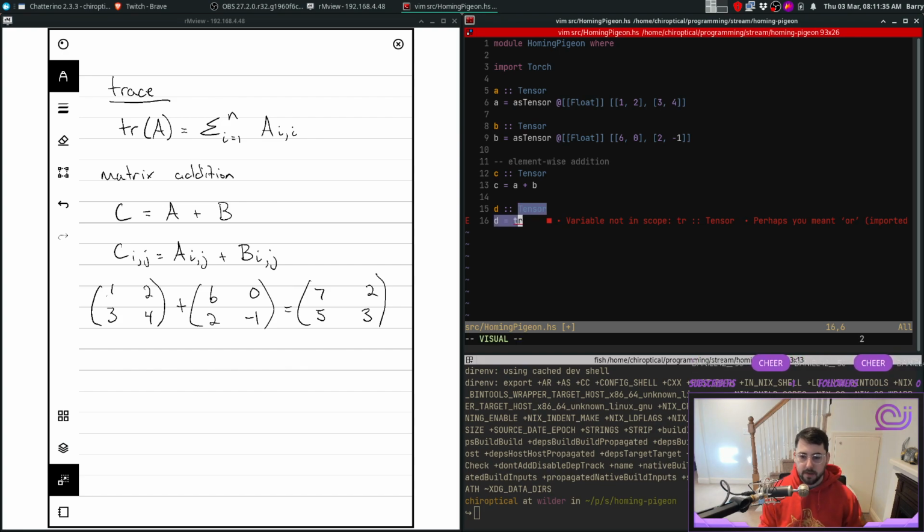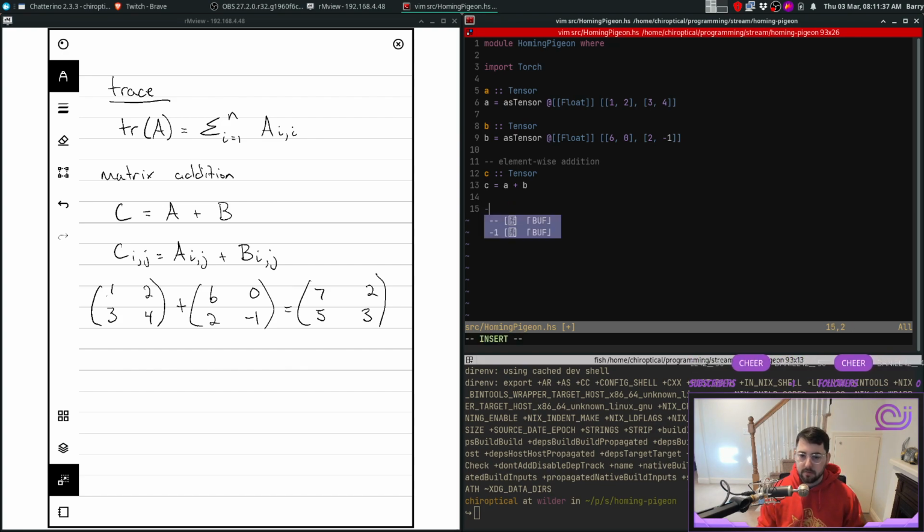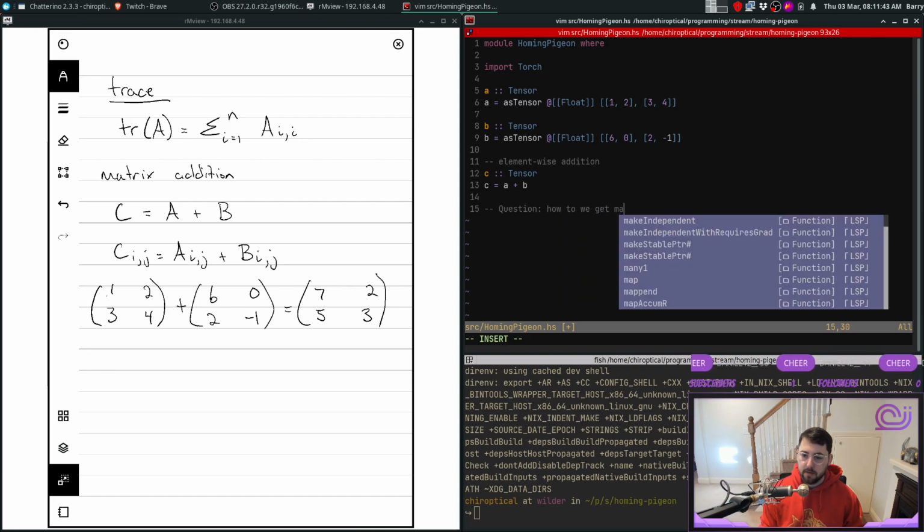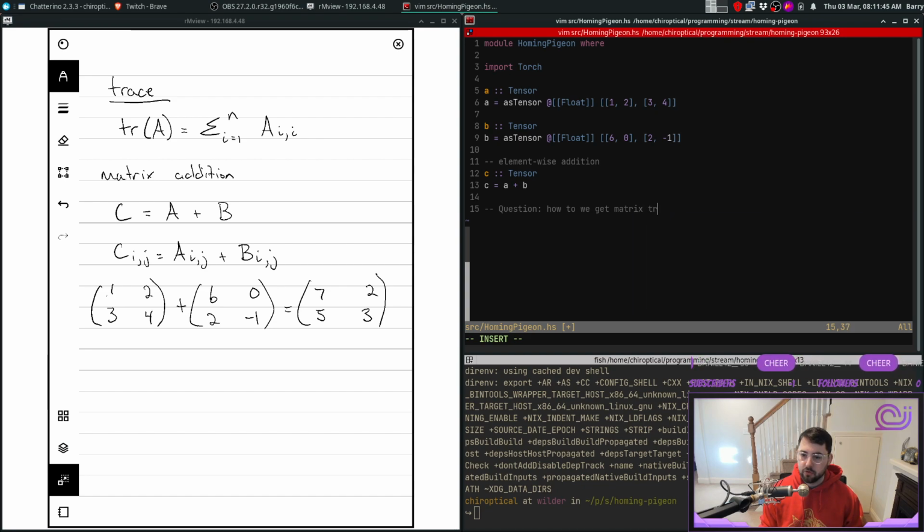We can't do a trace, so I'm just going to put a question: how do we get matrix trace? And we'll continue reading. So let me put this back into a configuration that works, and we'll keep writing.